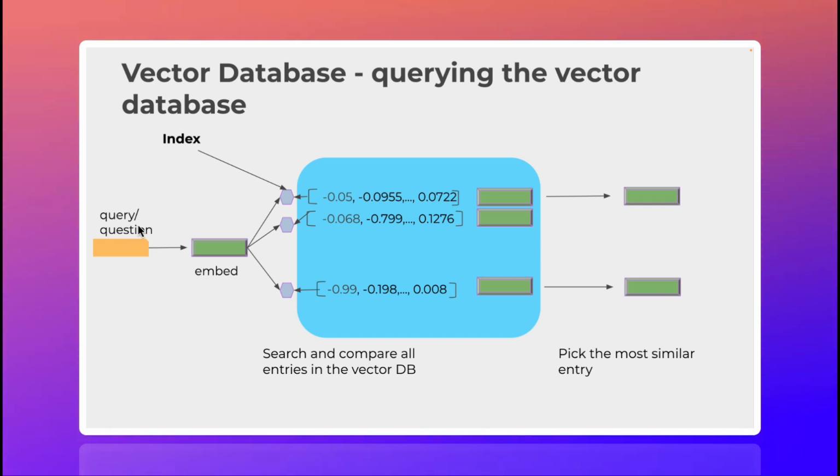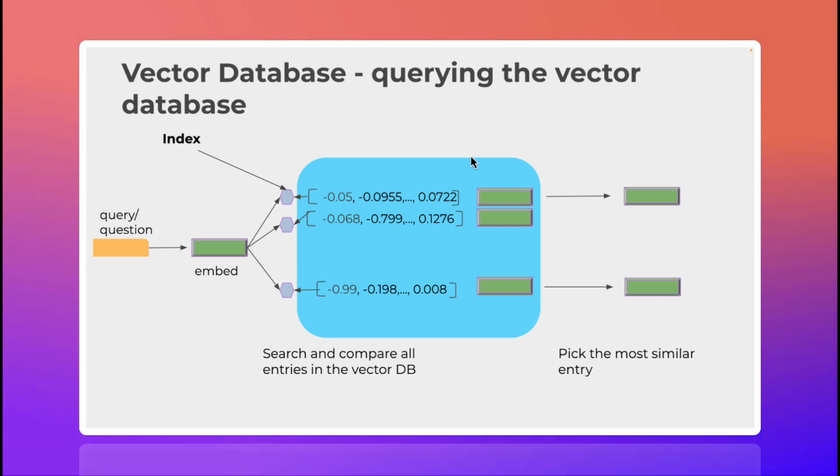So this query or question comes in, is transformed into an embedding, and that will then be used to search and compare all the embedding entries in the vector store, in the vector database. And what will happen internally, it will go ahead and pick the most similar entry, which is then what is going to be sent out for further processing.